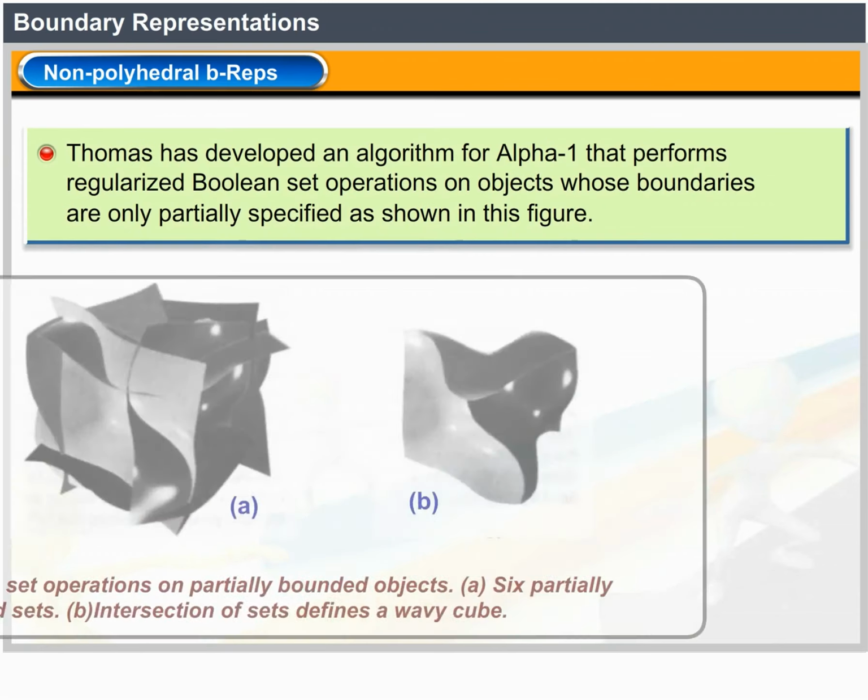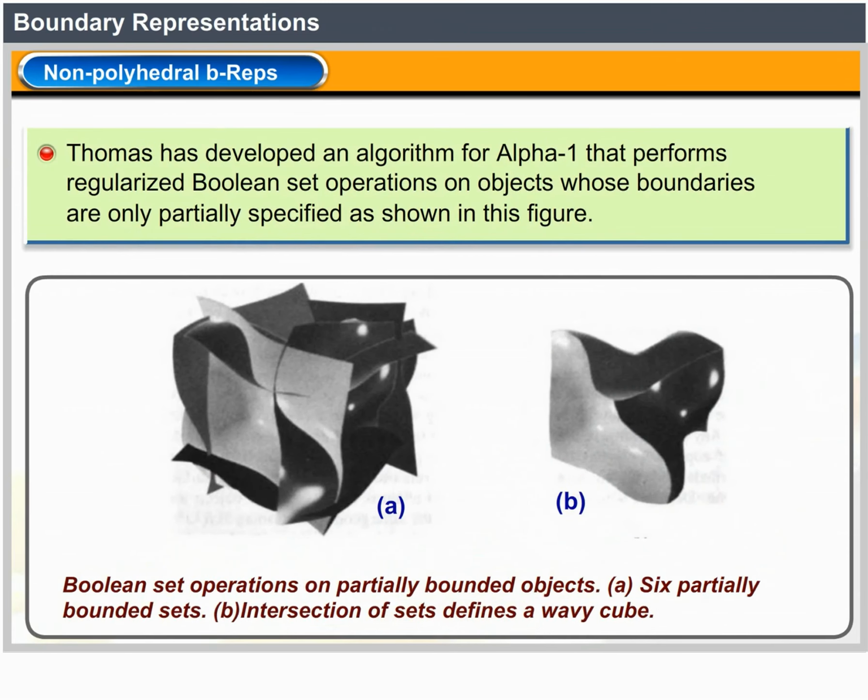Thomas has developed an algorithm for Alpha_1 that performs regularized Boolean set operations on objects whose boundaries are only partially specified, as shown in this figure.